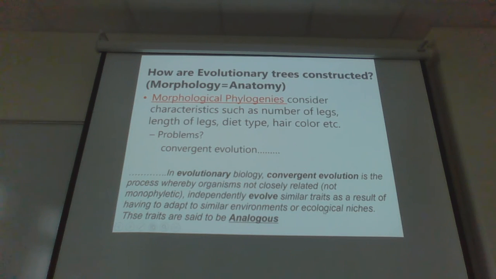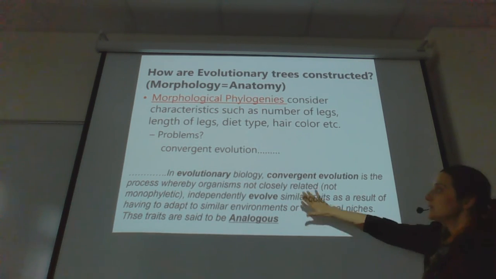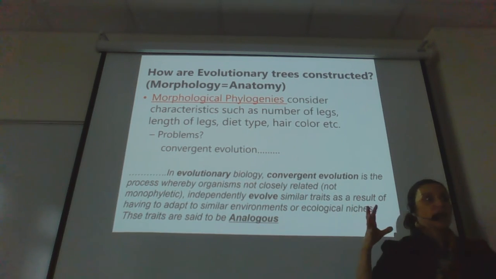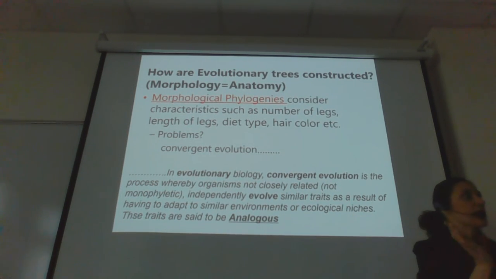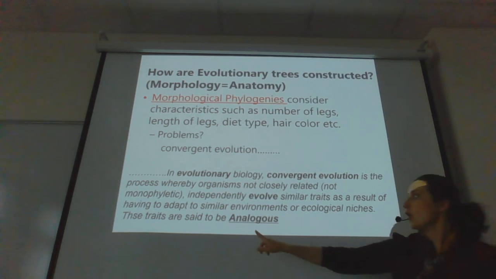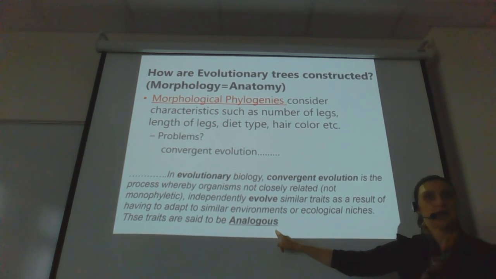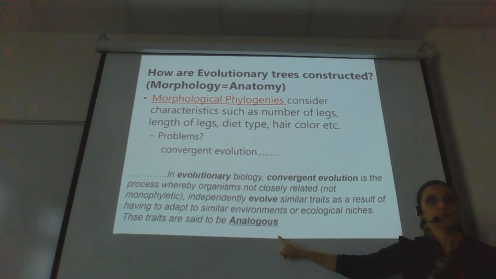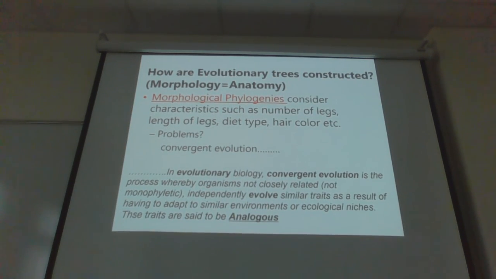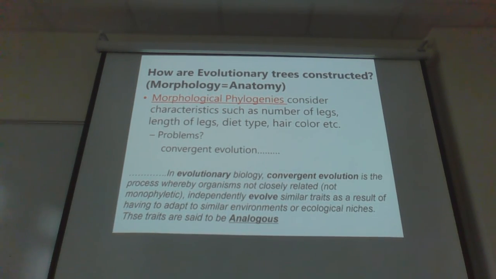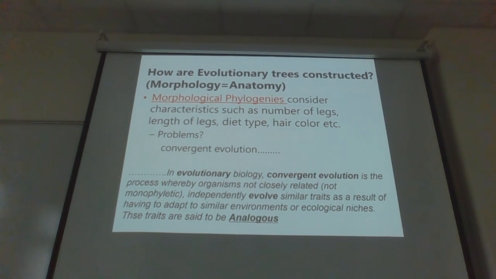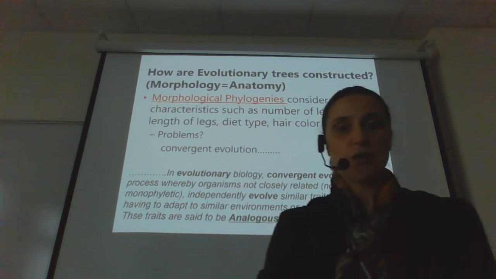Let me tell you just one more thing. When we talk about convergent evolution, these structures look alike, but they don't come from common ancestry. They're called analogous. You must remember this word. And we'll see what they're called if they come from common ancestry. I'm going to stop here.